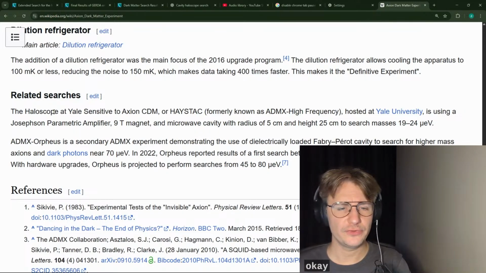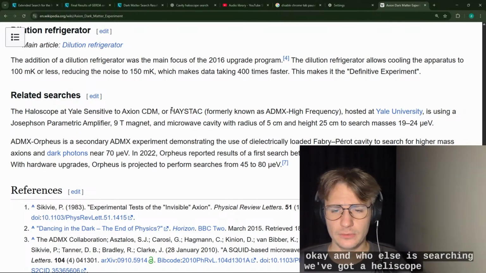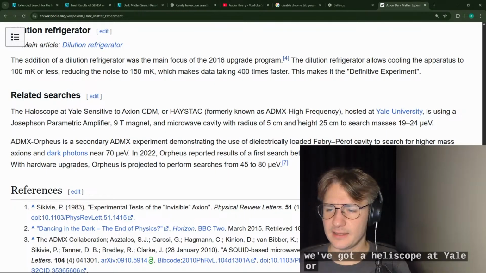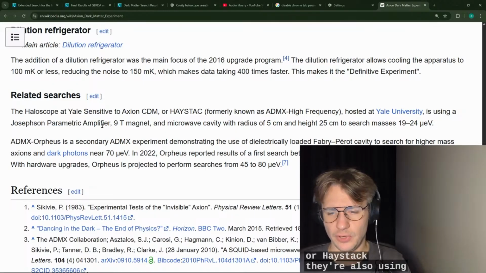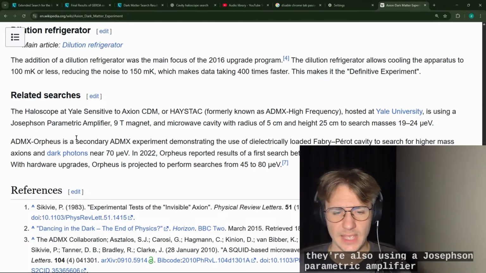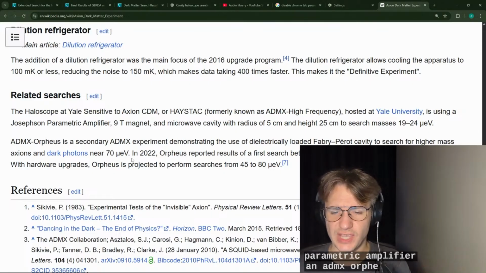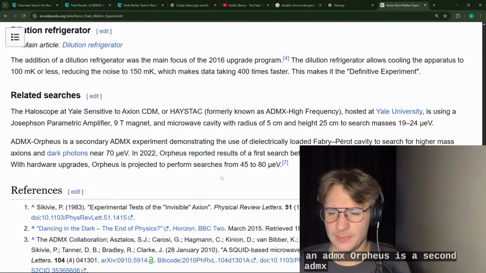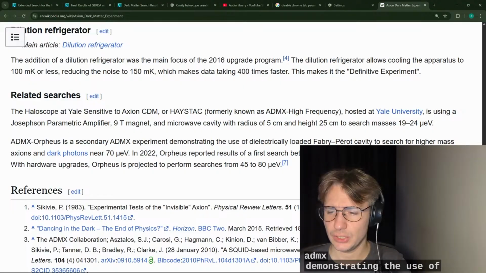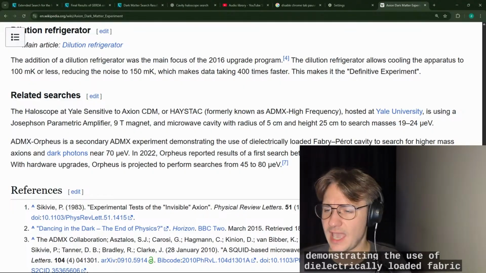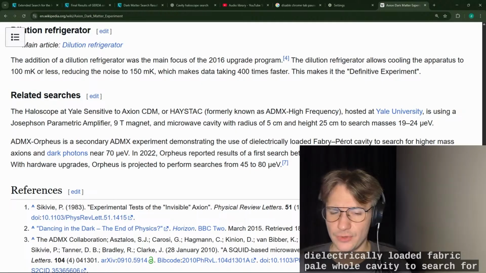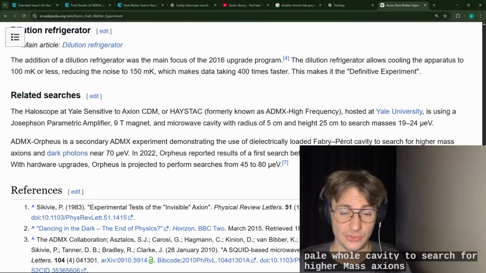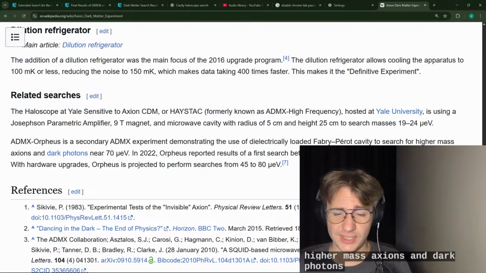Okay, and who else is searching? We've got a haloscope at Yale, or Haystack. They're also using a Josephson parametric amplifier. And ADMX Orpheus is a second ADMX, demonstrating the use of a dielectrically loaded Fabry-Perot cavity to search for higher mass axions and dark photons near 70 microelectron volts.